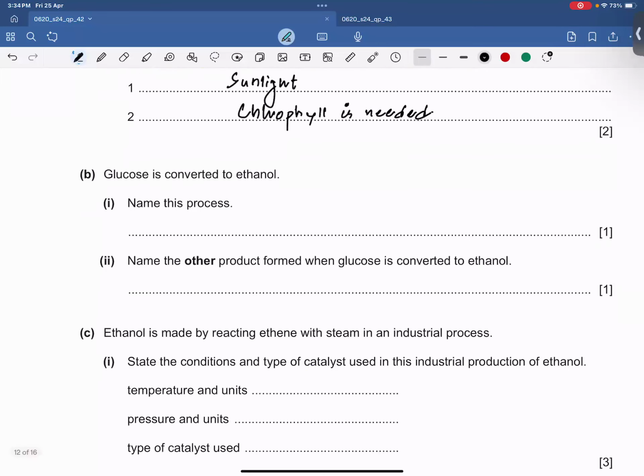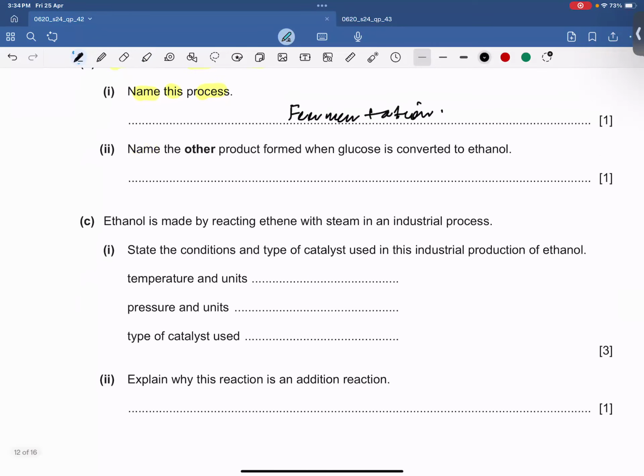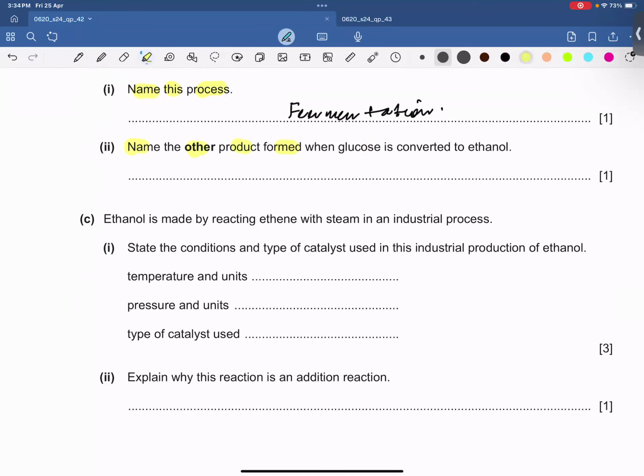Okay. Glucose is converted into ethanol. Name this process: fermentation. Name the other product formed when glucose is converted into ethanol. When glucose is converted into ethanol during fermentation, carbon dioxide gas is also given off. An examiner is looking for the name, so we cannot write the formula, okay? Name.